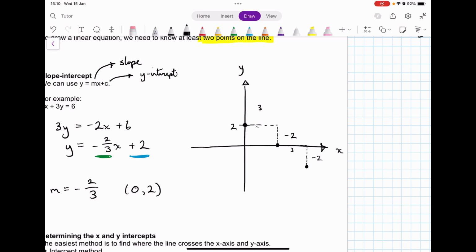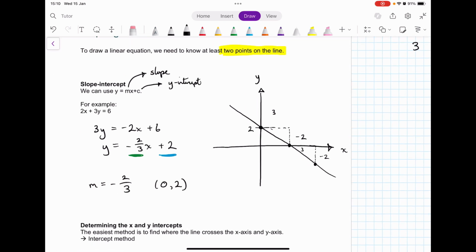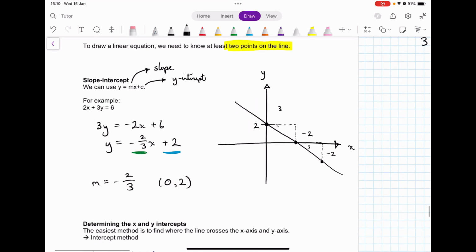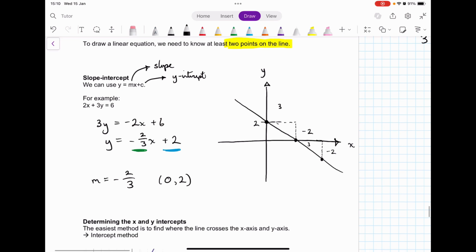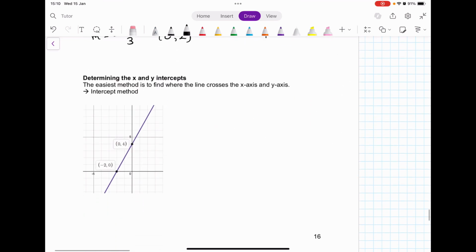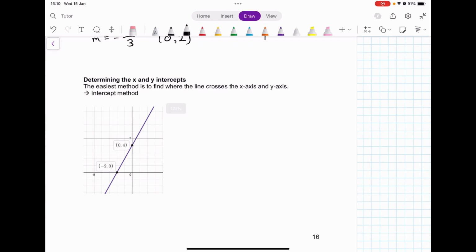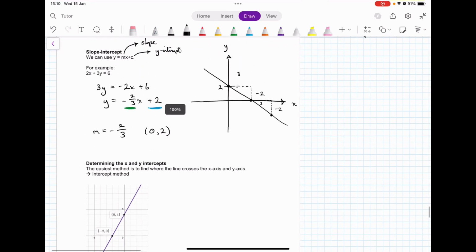And when you have 2 points, you can just use a ruler and go straight through those 2 points. And then you will have the equation, then you will have a graph of the line. So that's the slope-intercept method. Another method is to determine the x and y intercepts. This is also quite easy. It's as easy here, but the slope-intercept method is also very handy. So that's the first method I showed you.